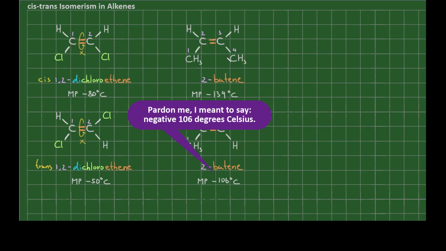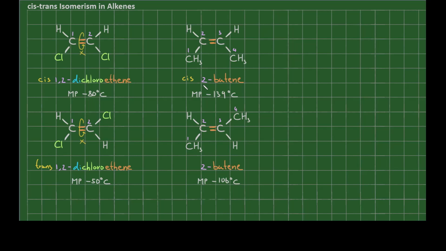When it comes to the compound at the top, the identical atoms, let's say the hydrogens, are on the same side of the double bond. And so this is cis-2-butene. When it comes to the compound at the bottom, the identical atoms, once again we're going to pick the hydrogens, are on the opposing sides of the double bond, and so now we are talking about trans-2-butene.